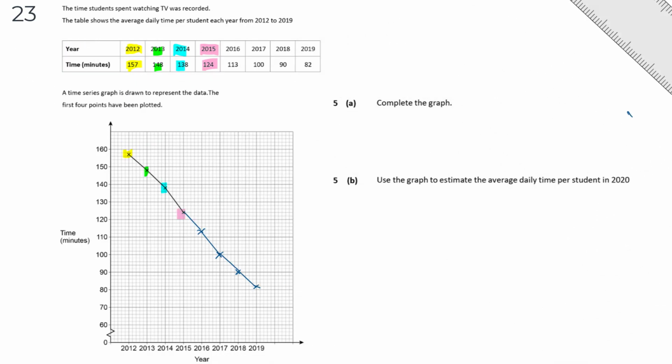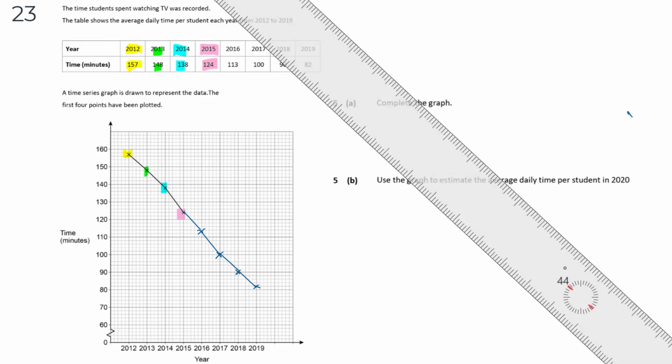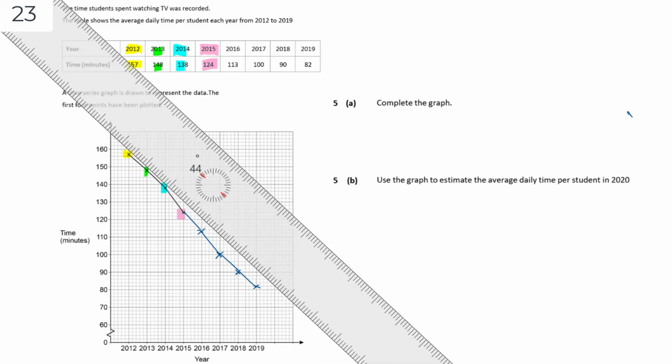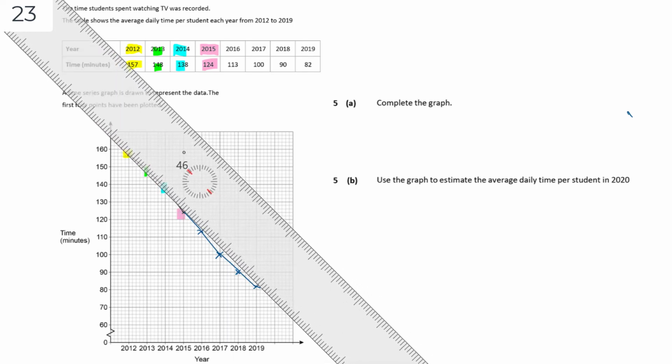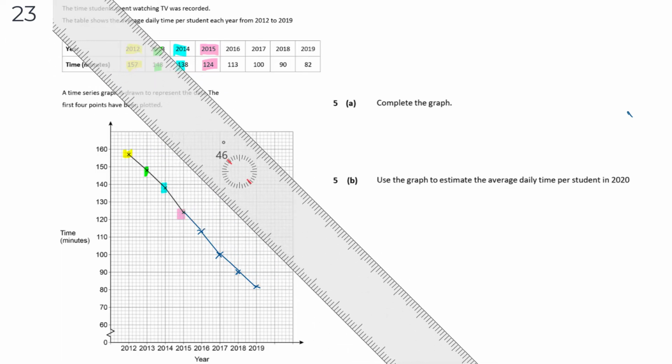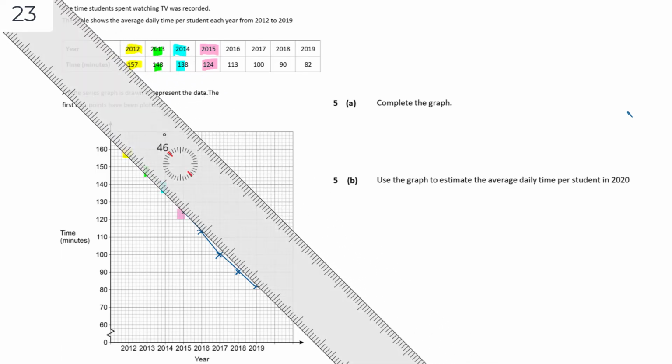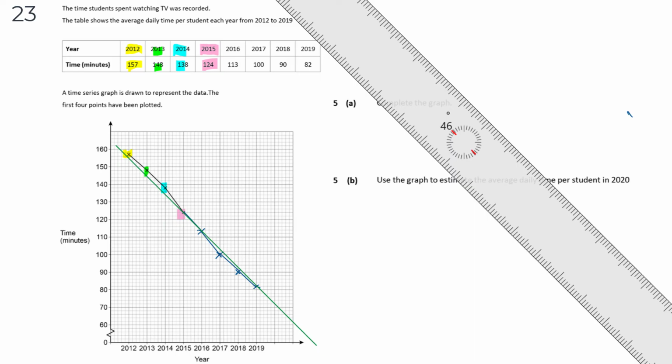Okay. It says use your graph to estimate the average daily time per student in 2020. Okay, so I'm going to assume that this is kind of falling linearly. It's kind of not quite linear, is it? It bobbles around a little bit, but a bit like a line of best fit. I'm going to draw a line through those points as best I can, and I'm going to use that to estimate what it is at 2020.